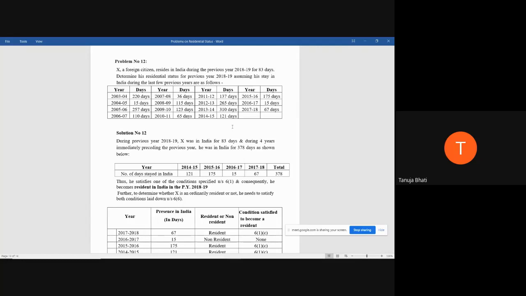So first thing we have to see is the first basic condition, which is specified under section 6 subsection 1 clause A, which says that his stay in the relevant previous year should be 182 days or more. Now the relevant previous year is 2018-19 and his stay is only for 83 days. So is he satisfying the first basic condition? He is not satisfying the first basic condition.